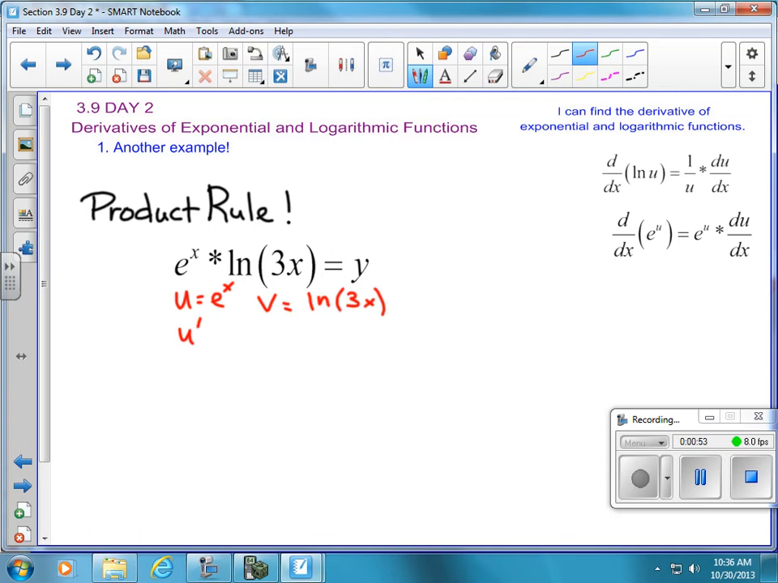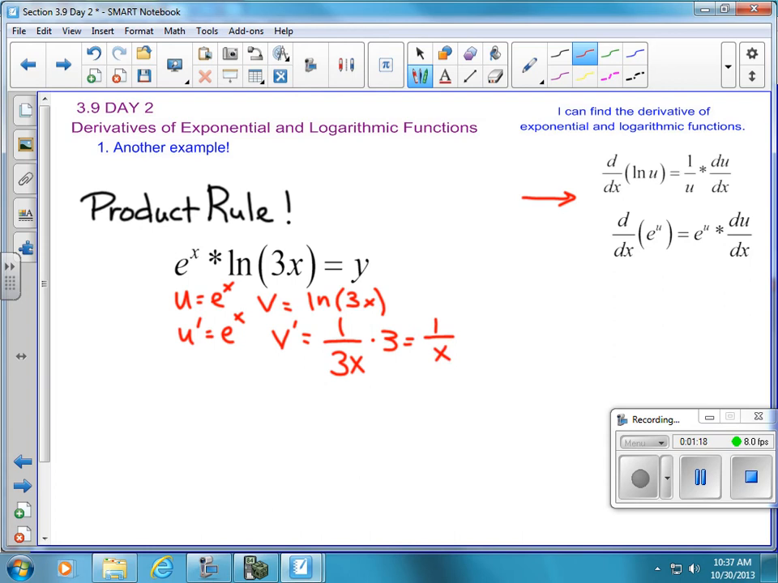Now, the derivative of u, remember the derivative of e to the x is just e to the x. I have rules over here for your reference. The derivative of v, which is ln, is 1 over 3x times the derivative of the 3x. So that's a 3. Therefore, we get 1 over x.